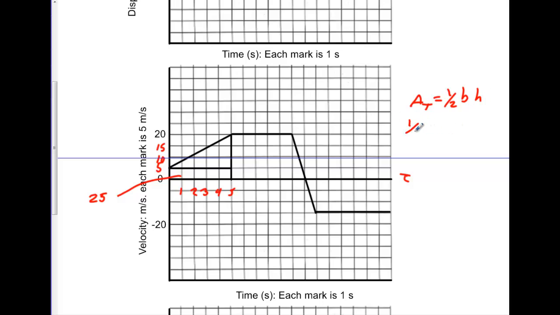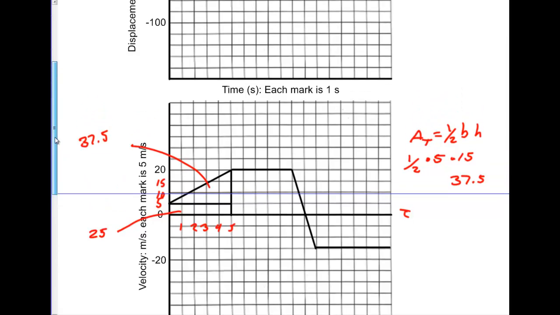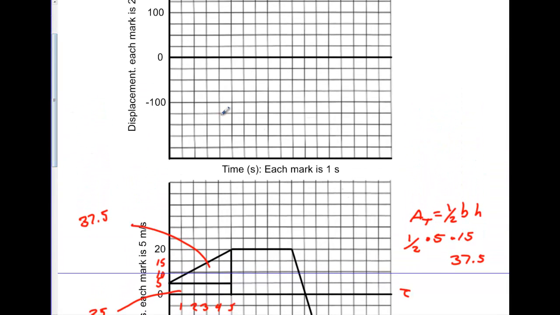So I take one half and multiply it by my base, which is 5, and by my height, which is 15. 15 times 5 is 75, divided by 2. That gives me 37.5. So I know that this area here is 37.5. I add those two together, and that gives me 62.5. So all I have to do now is come straight up, find 5, which is right here, 1, 2, 3, 4, 5, and then go up and put a dot at 62.5.